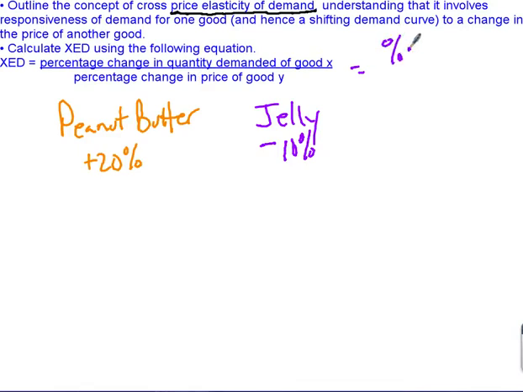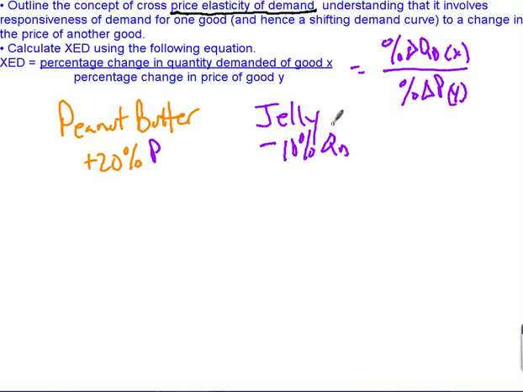This is the percent change in the quantity demanded of good X, divided by the percent change in the price of good Y. Now, either of these can be X or Y. Here we said that this is a change in price, and that's a change in quantity demanded. So obviously, if this is the change in price, then peanut butter is good Y, and if this is the quantity demanded, then jelly is good X.